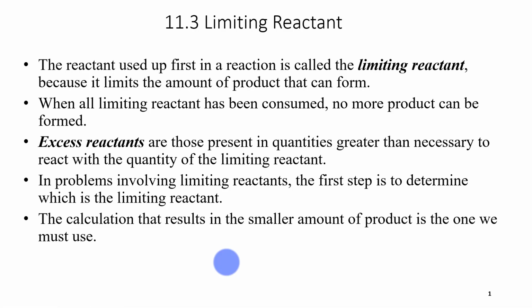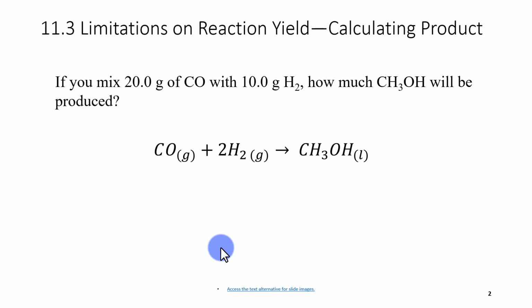How we do that is we take the amount of each reactant and calculate how much product that is going to give me. Once I calculate that, the reactant that results in the smallest amount of product made is the one that's going to run out faster. Let's take a look at a problem.